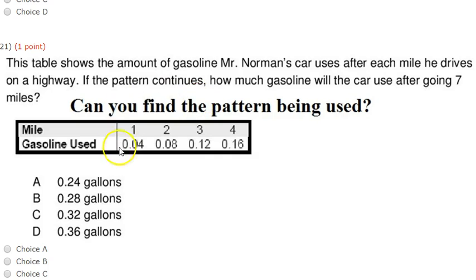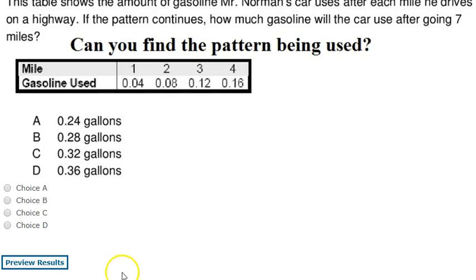So here's the pattern. In mile 1, he used 4 hundredths. Mile 2, he used 8 hundredths. Mile 3, he used 12 hundredths. Mile 4, he used 16 hundredths. They want to know at mile 7, which is down here, how many hundredths of a gallon of gas will he use? Will it be 24 hundredths gallons, 28 hundredths gallons, 32 hundredths gallons, or 3,600 gallons? Okay. Good luck.